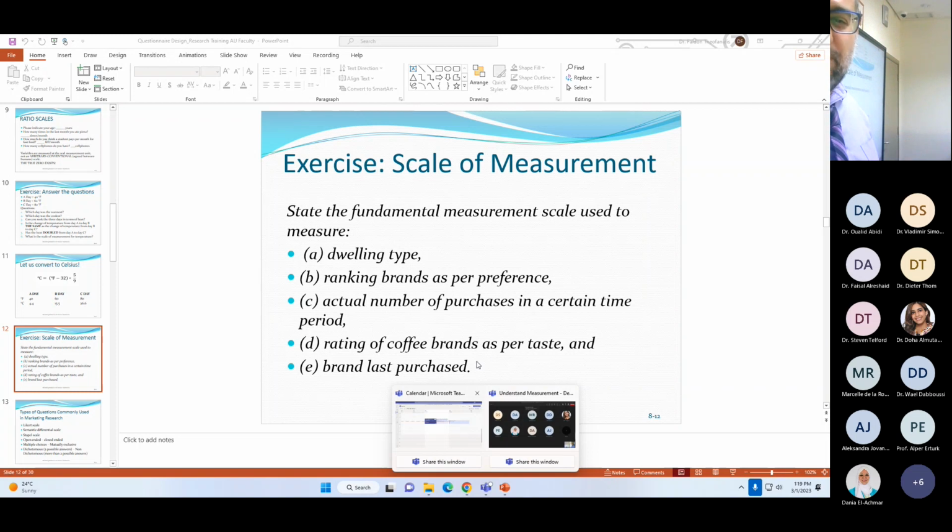A rating of coffee brands as per taste. Digital audience?